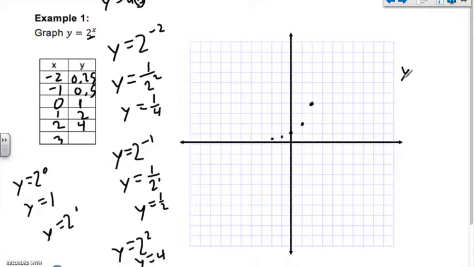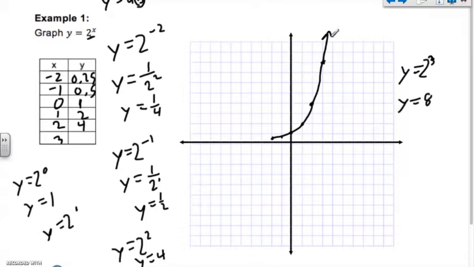And finally, we're going to have 3 plugged in. So 2 to the third would be 8. So we're going to have a point at 2, 8. Or sorry, 3, 8. And we're going to graph that point. We're going to graph that line. And this is going to continue to go up.